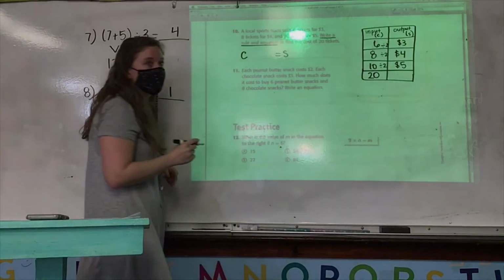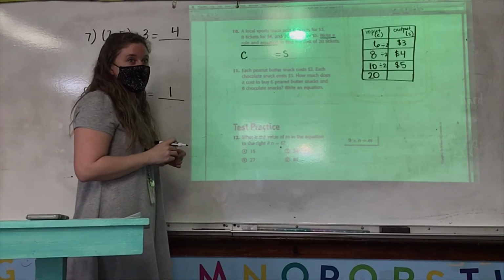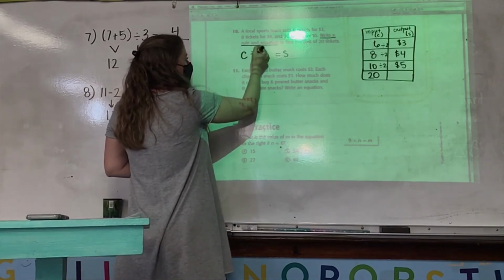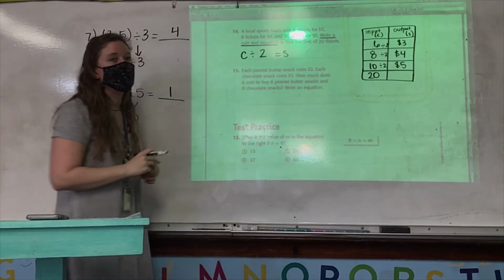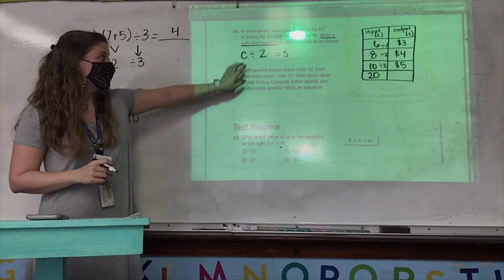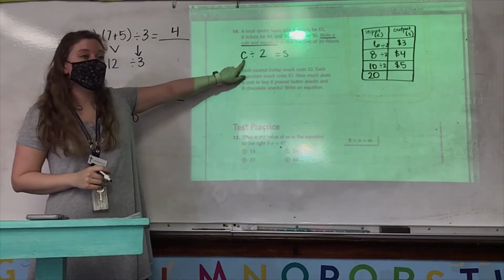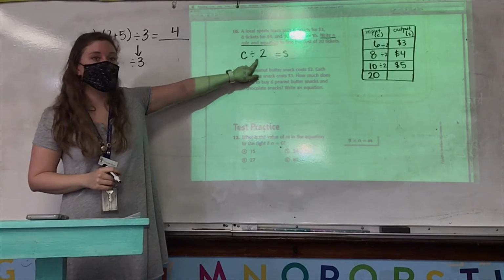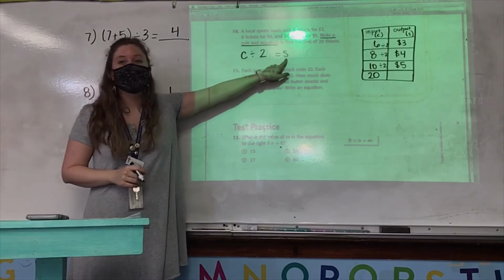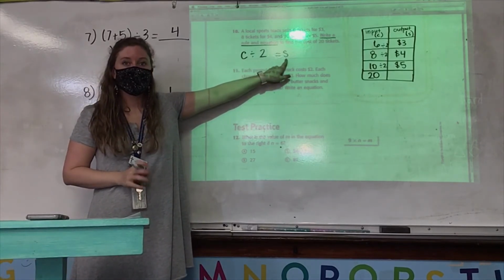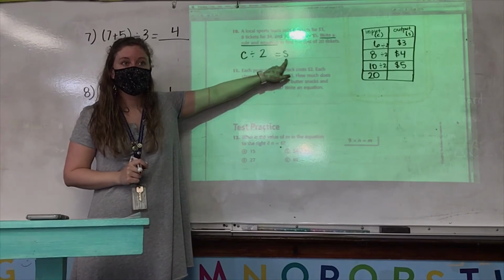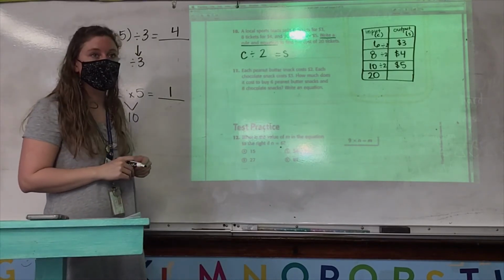So what's our equation? C divided by 2 equals x. So, in order to be correct, you need your input variable divided by 2 equals output variable. But are we done yet? No, because what's the last part of the problem?